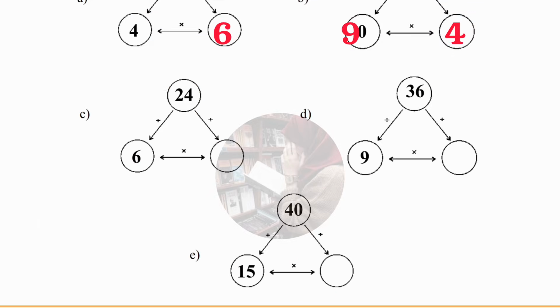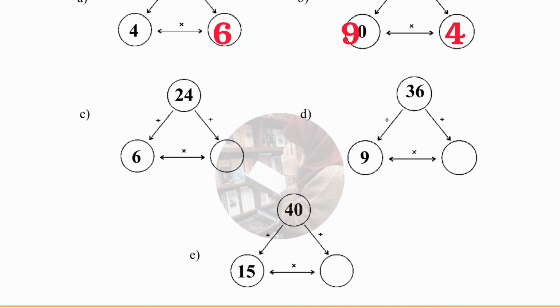Okay, let's move on to the third one, where 24 and 6 are given. By what number do we have to multiply 6 so that we'll get 24? So if you multiply 6 with 4, we'll get 24. 6 4s are 24. Let's cross-check it. 24 divided by 4 is 6 and 24 divided by 6 is 4. So our answer is correct.